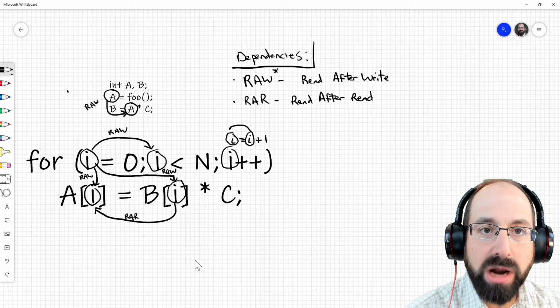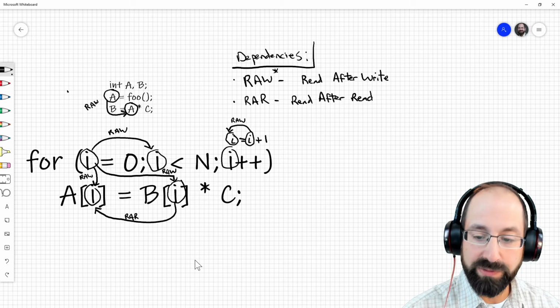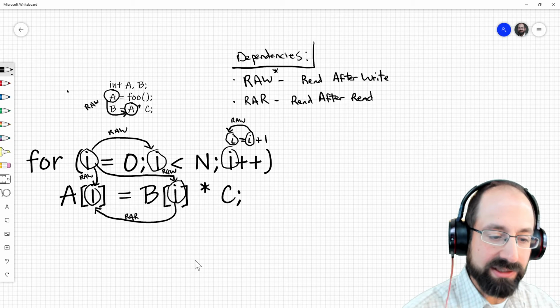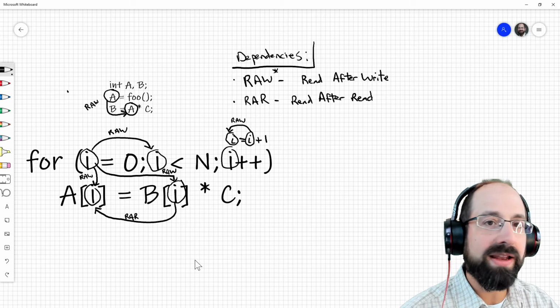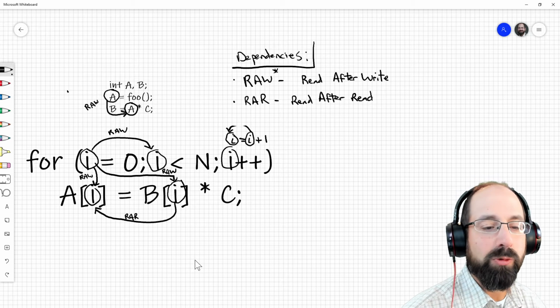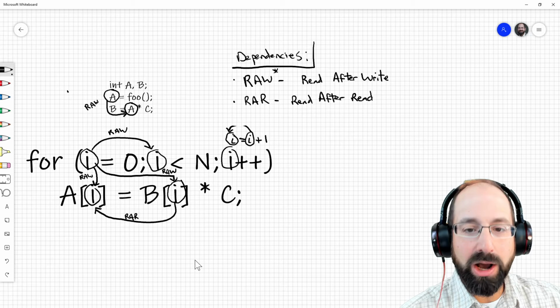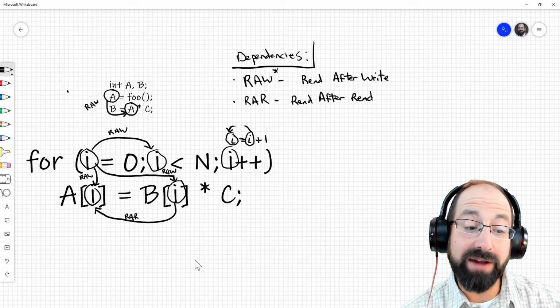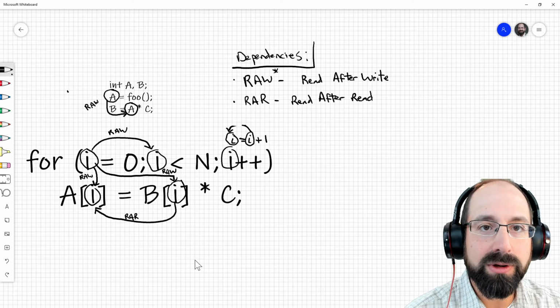To be able to properly calculate I plus plus, we have to first read I, we have to increment I, and we have to update I. That's a read after write dependency. We have to read I, and we have to then update I. That is a write after read dependency there, right? That's the order in which those operations are supposed to happen. We read from I first, then we update I.